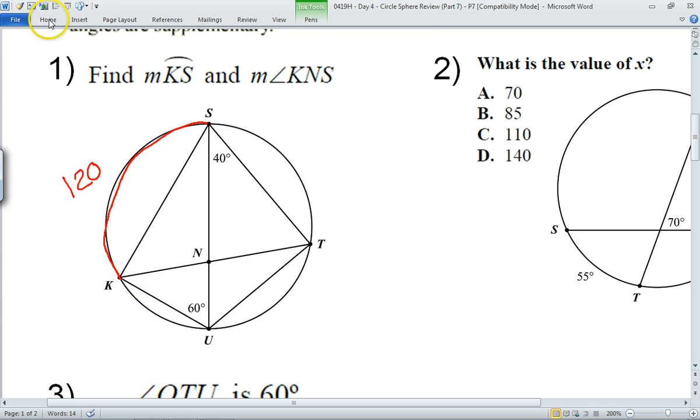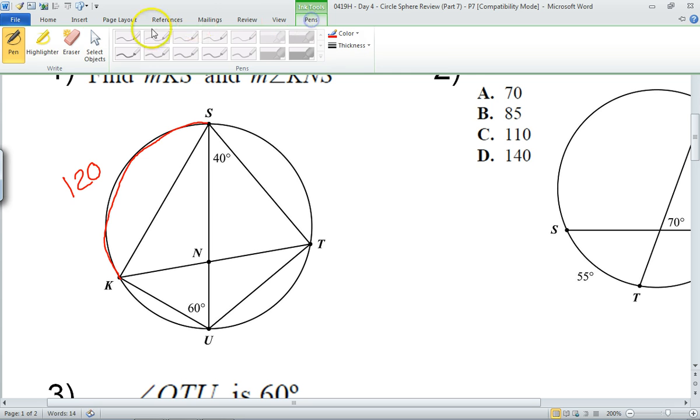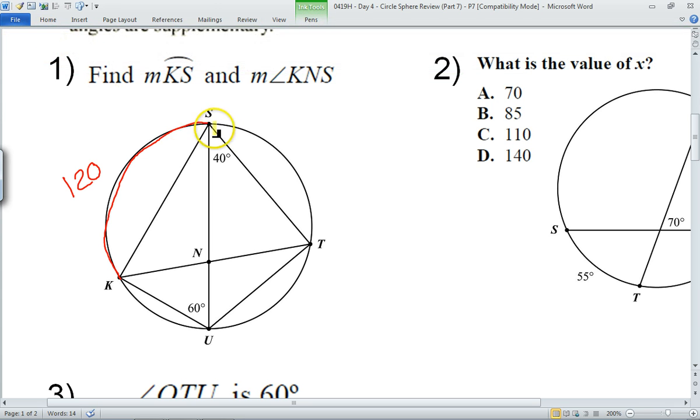It's 120 because, let me highlight. Look at this angle right here. All right, see the yellow angle I highlighted? The 60 and the 120. Inscribed angle with its arc. It should be double the 60. Is that clear now? Yep.